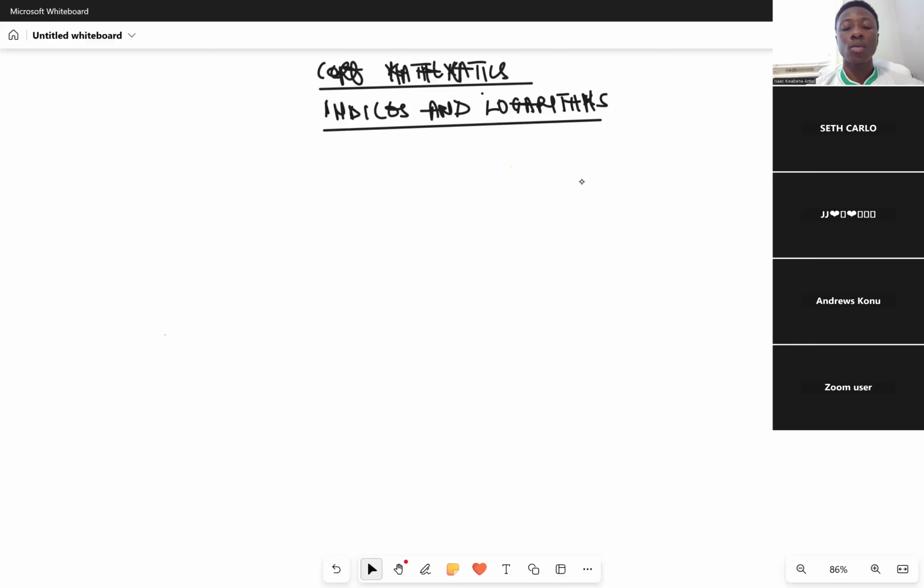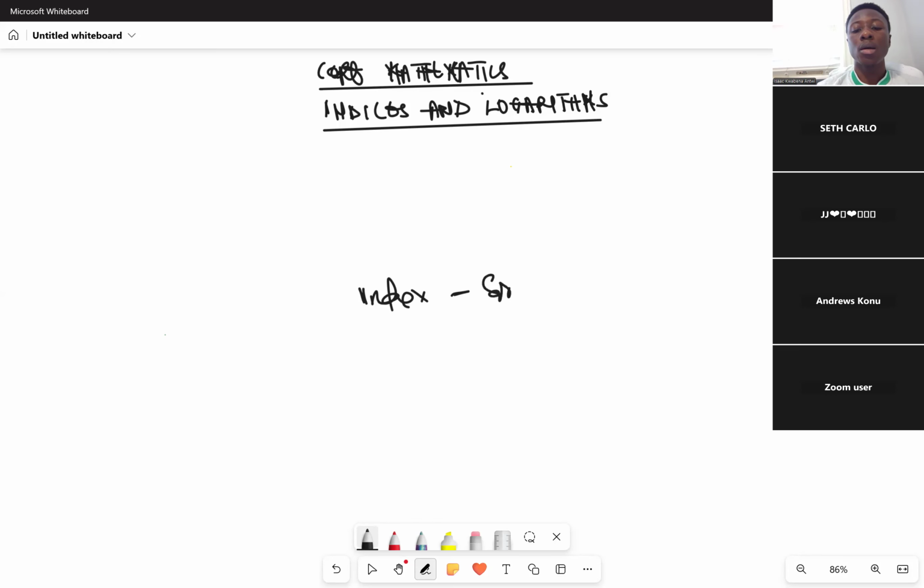And in this session, we'll be looking at indices and logarithms. So we'll start with indices first, then we talk about logarithm. Okay. Now, indices is coming from the word index. Index is singular, then indices is what? Plural.